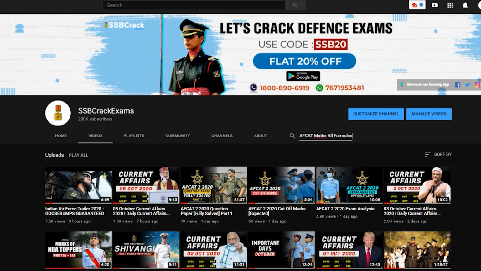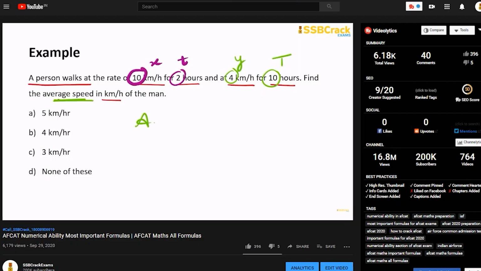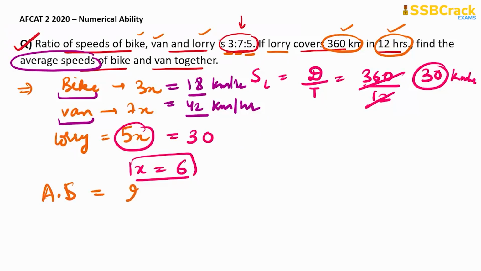So if you have gone through the lecture on the important formulas of numerical ability for AFCAT, you must know that if the speeds of two vehicles are given, we can easily find their average speed by using the formula of average speed, which is given by 2xy upon x plus y, where x is the speed of the first vehicle and y is the speed of the second vehicle. So according to this formula, we can put 18 and 42 in this formula to find our answer.